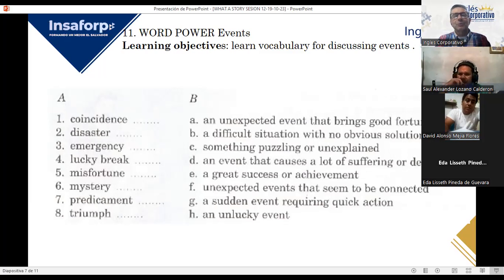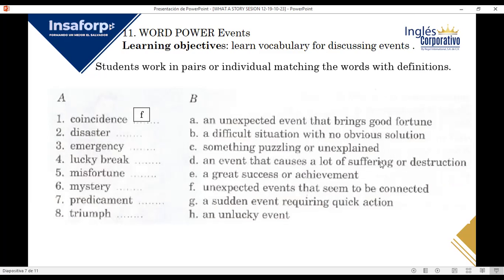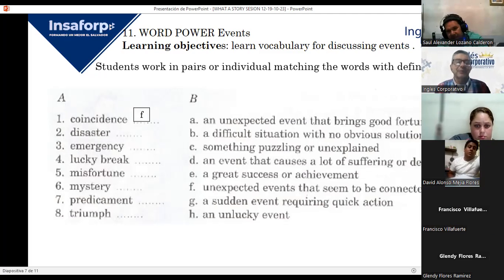Letter F. Yes, letter F. Unexpected events that seem to be connected. To be connected. Yes, that is. Okay. Disaster.